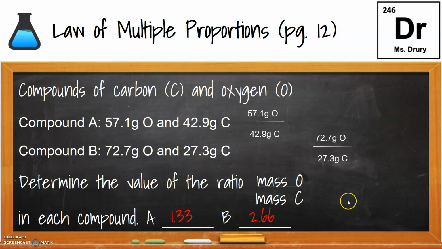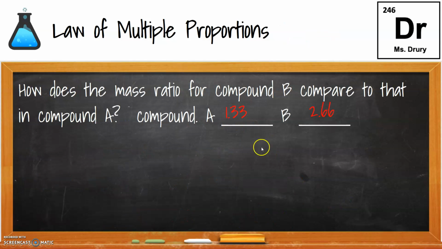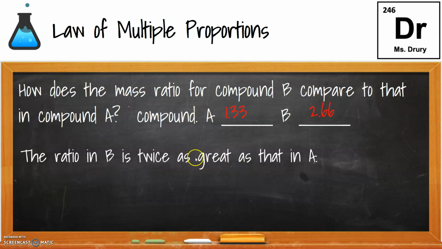The next question asks you what the ratio of that looks like. So if you're taking those numbers and they ask you what the ratio is, you're going to say that B is twice that of A, right? Literally, 2.66 is double 1.33.